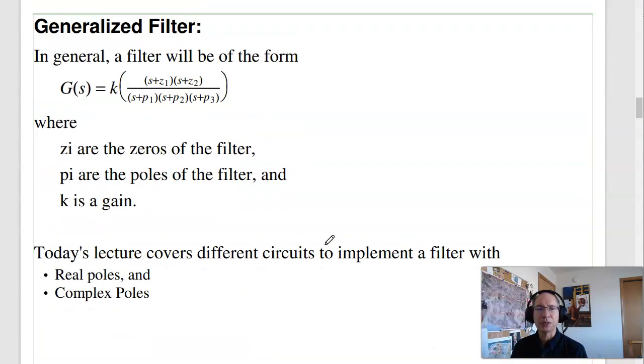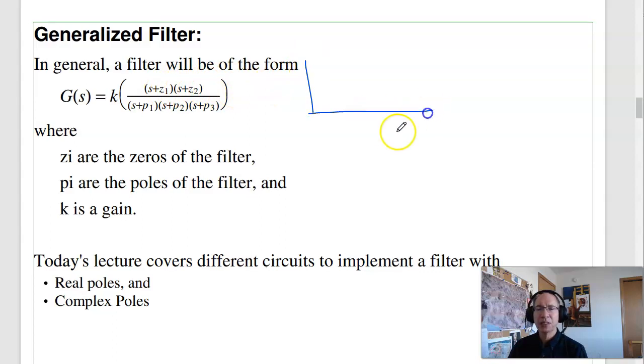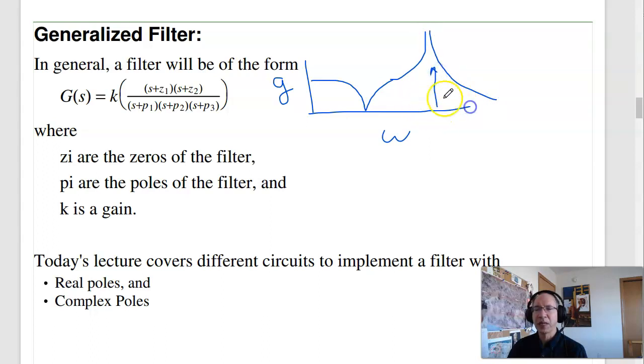So a generalized filter looks like this. I've got a gain k, a numerator polynomial, and a denominator polynomial. The roots of the numerator polynomial are called zeros because if I plot frequency versus gain and I have a zero at a certain frequency, the gain goes to 0, hence the name zero. If I have a pole at a certain frequency, the gain takes off to infinity because I'm dividing by 0, kind of like a telephone pole sticking up out of the omega axis right here, hence the name pole. So that's a generalized filter. Today's lecture, we're going to look at how to build a circuit to implement a filter that has real poles and complex poles.